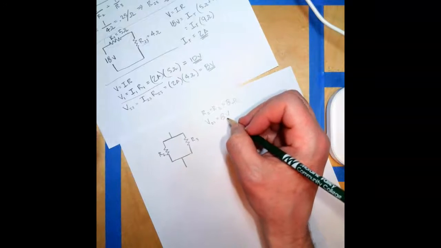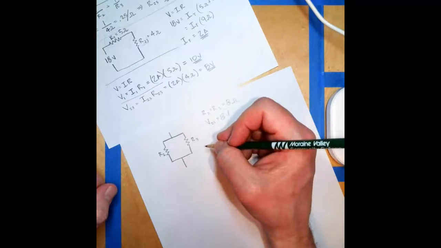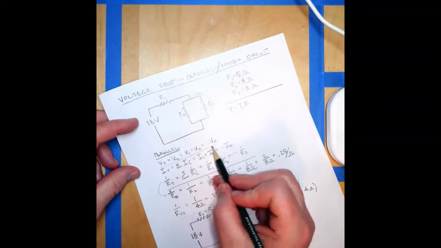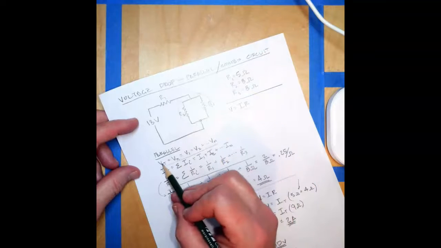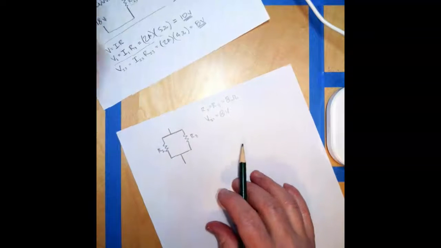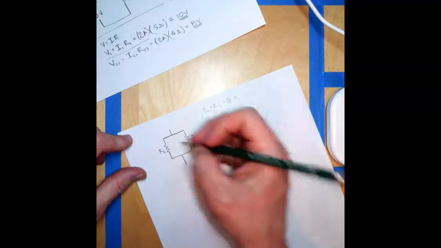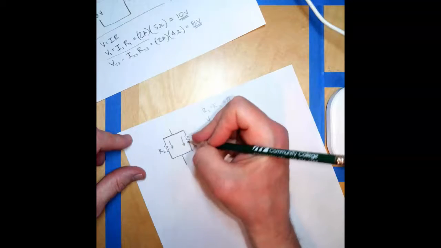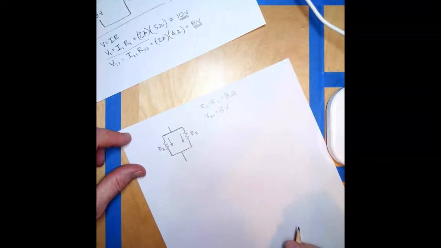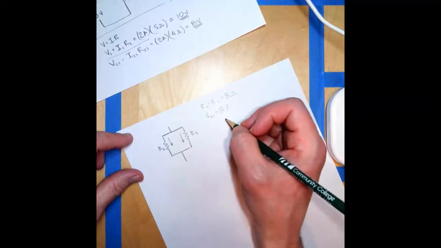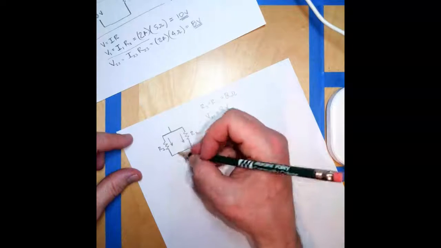So in a parallel circuit, remember, the voltages are all equal. The voltage stays constant. So the total voltage is equal to the individual voltages. That means that if the total voltage is 8 volts, we have 8 volts running across here and 8 volts running across here. And so that's going to be the voltage drop across these two resistors.